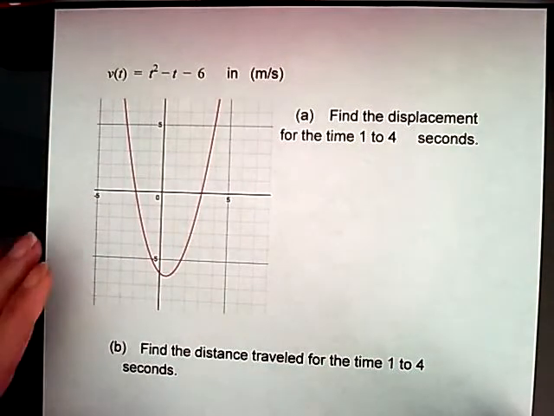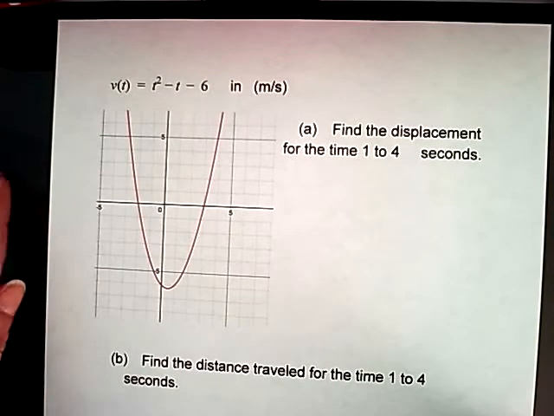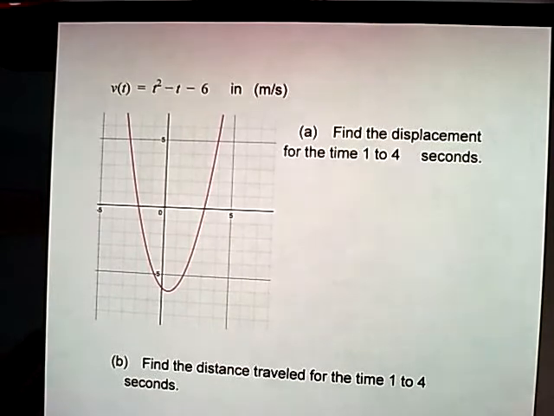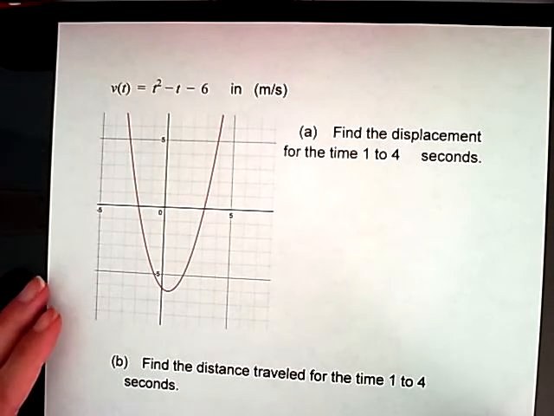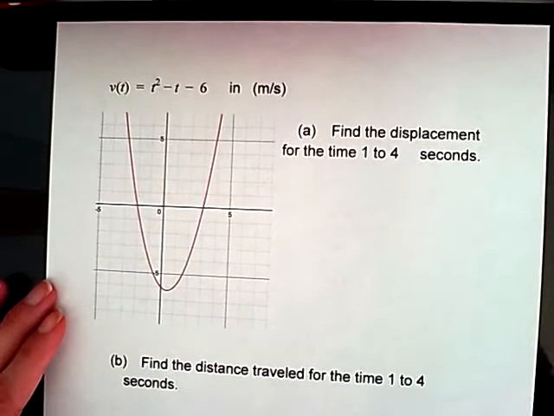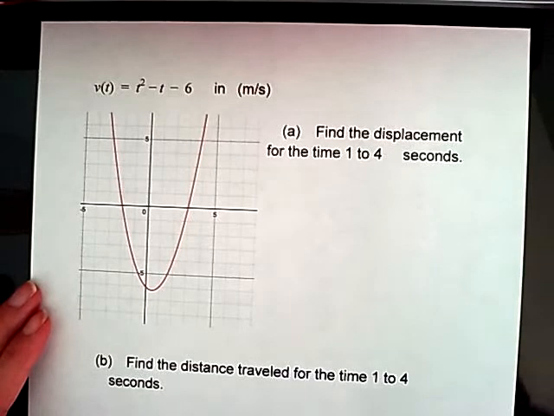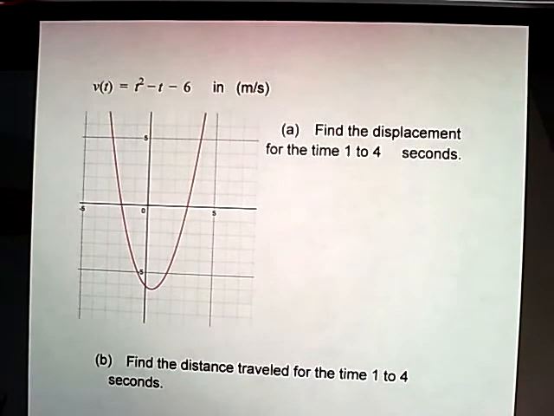So in this problem, we're going to look at being given the velocity of some object. In this case, it's just a particle moving. We want to find the displacement and the distance that it travels.